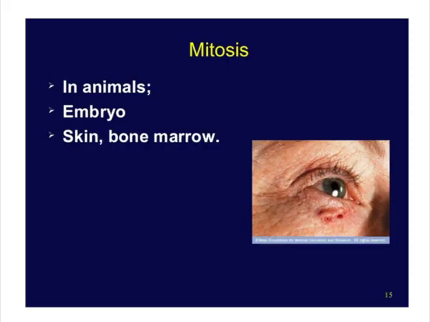Coming to the animals, in animals the embryo, skin and bone marrow are the places of mitotic division. These places are the most important for animal tissue. Embryo is one, the skin cells are another, and then the bone marrow; in the bone marrow the mitosis divisions are present.